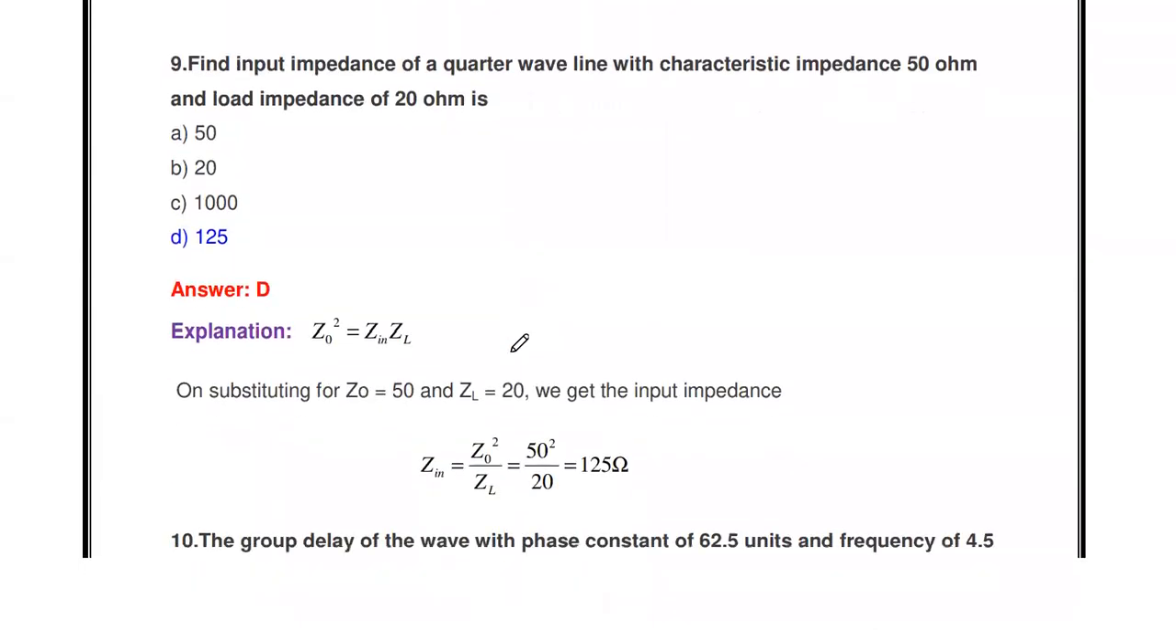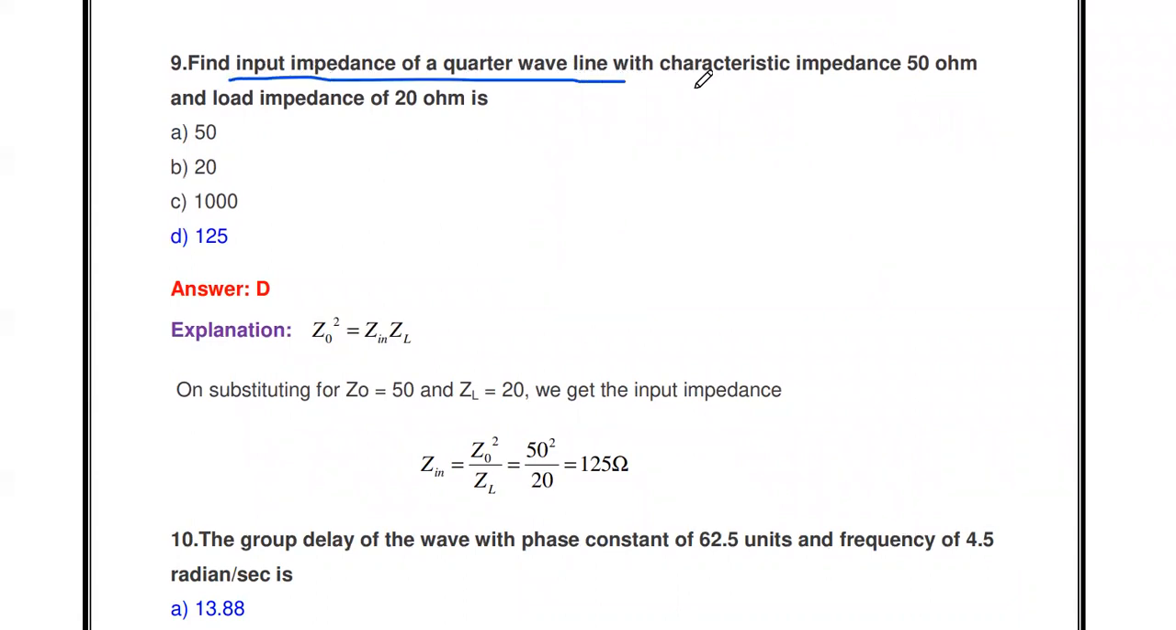Then the next question, the third type of problem. Find the input impedance of a quarter wave line with characteristic impedance 50 and load impedance 20. Okay, so this is the third type of problem. Here we have to find Zin. So what data is given? Z0 is given, ZL is given. So from that you just rearrange. The Zin can be written as Z0 squared divided by ZL. The characteristic impedance Z0 is 50 ohms. So 50 squared divided by 20, and we will get the answer 125 ohms. So 125 is the answer.